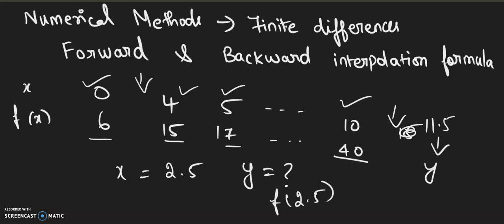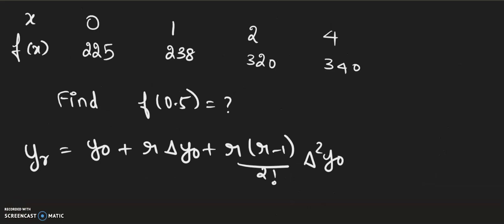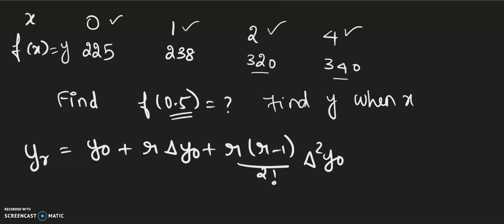Equal interval means, for example, see this problem. We have x values 0, 1, 2, 4 and the corresponding f of x, or you can say y, both are the same. The y values are 225, 238, 320 and 340. These are the x and y values. Now you have to find the value of y when x is 0.5.